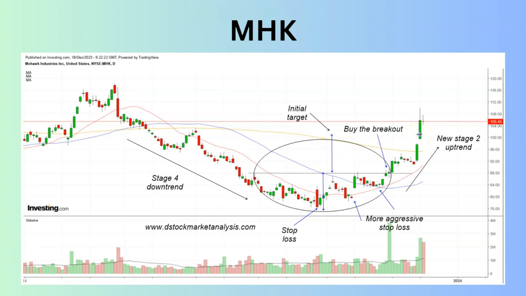Initial target has been met, and this stock is probably starting a new stage 2 uptrend, which means it could go way higher. There is a bullish cross here.